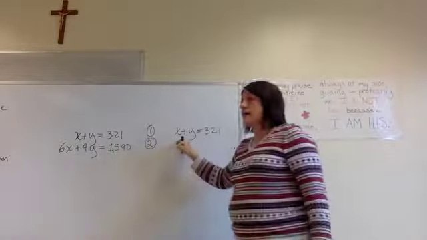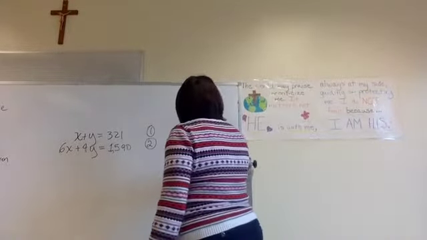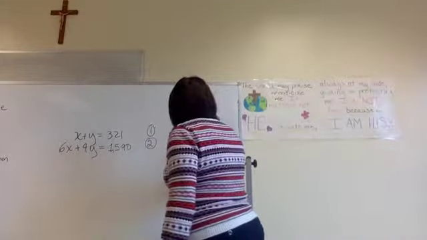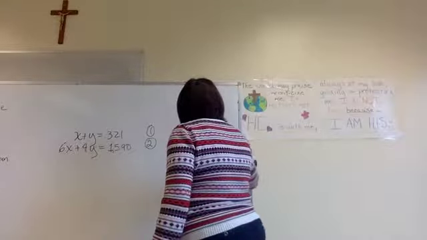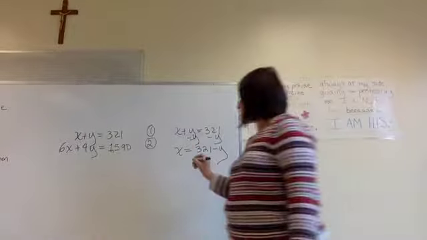Okay, I've got to isolate the x, so what should I do, Savvy? Subtract y. So I'm going to subtract y from both sides. So x equals 321 minus y. All right, so what's my next step? Madeline, what do I need to do?